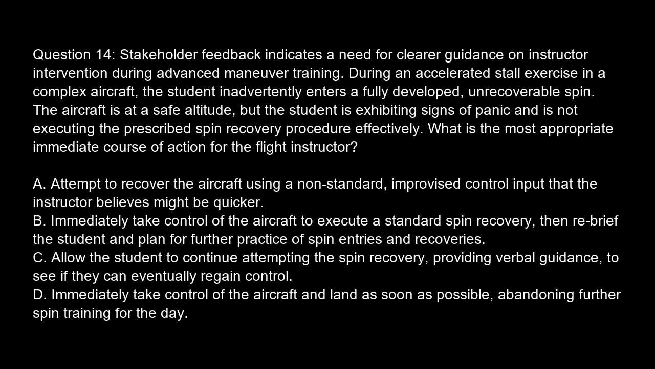Option A. Attempt to recover the aircraft using a non-standard improvised control input that the instructor believes might be quicker. Option B. Immediately take control of the aircraft to execute a standard spin recovery, then rebrief the student and plan for further practice of spin entries and recoveries. Option C. Allow the student to continue attempting the spin recovery, providing verbal guidance to see if they can eventually regain control. Option D. Immediately take control of the aircraft and land as soon as possible, abandoning further spin training for the day.